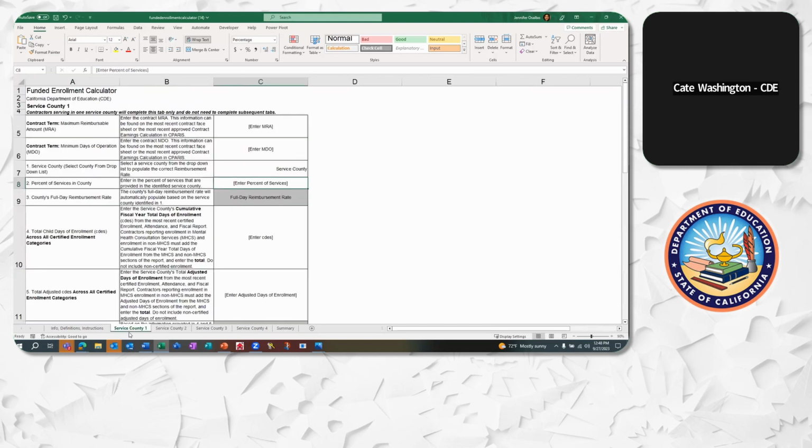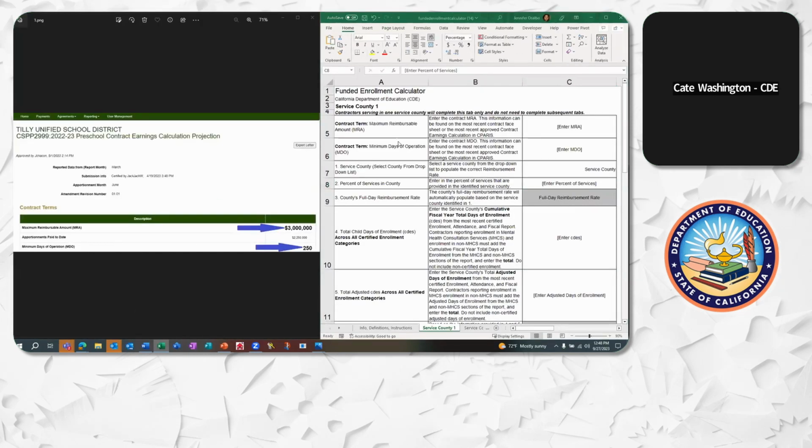Let's get started with the first example, which is an agency serving in 1 county. So we are looking at the Service County 1 tab on the right. There are 3 columns in the calculator. A, which outlines the fields or the elements of the calculator. B, which contains instructions specific to those fields in column A. And C, which is the column where data is input by the user, as well as where the locked fields with formulas exist.